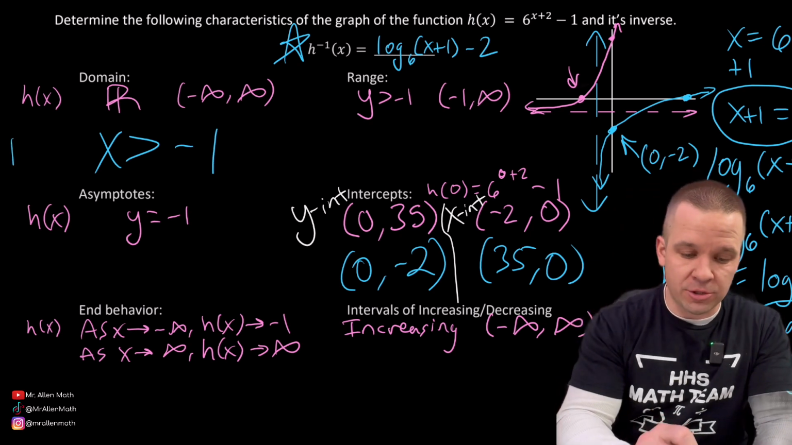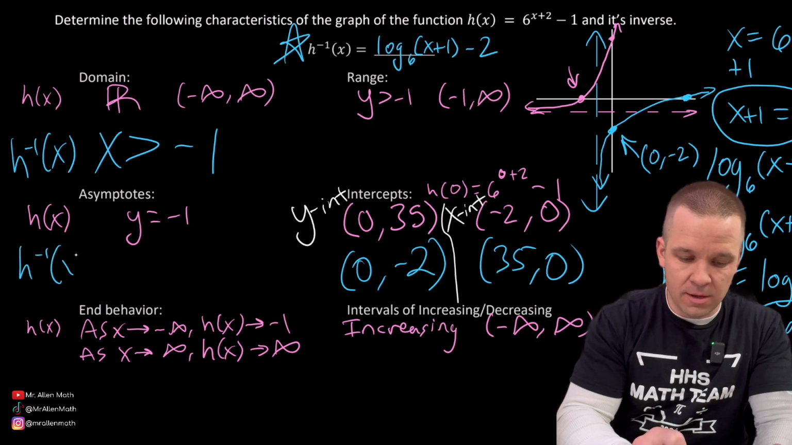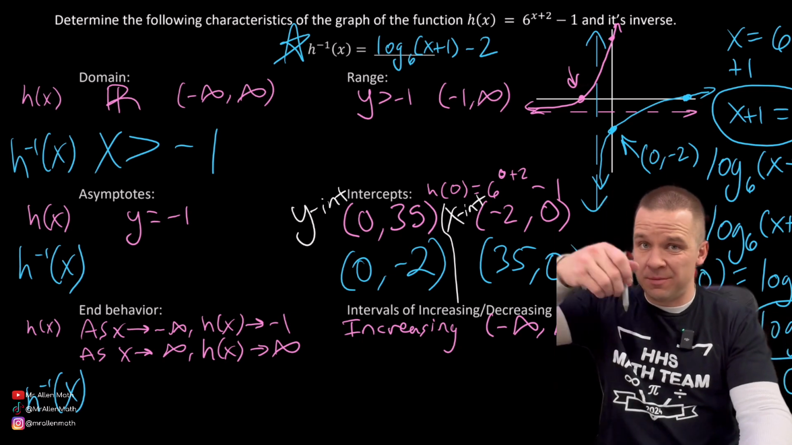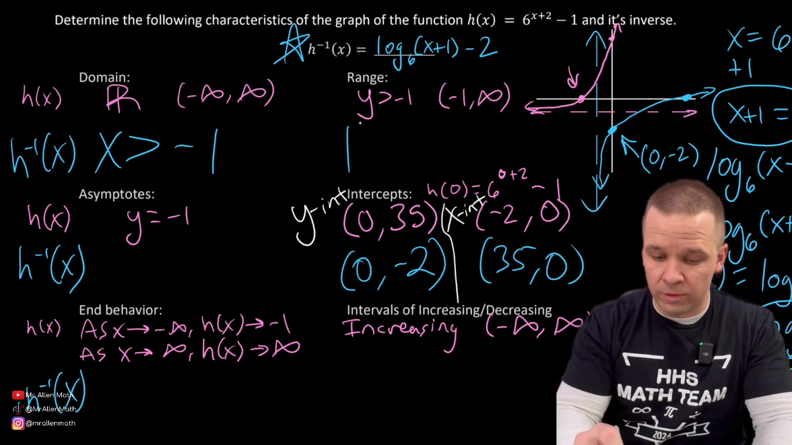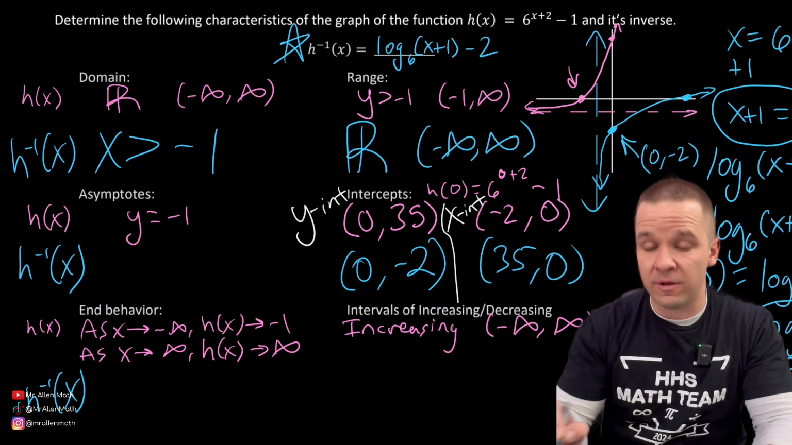Nice, and this is for h inverse of x, as is this line going to be, and down here. Cool. So then my range, well, my range keeps going down, keeps going up, so it's all real numbers, or you can go from negative infinity to positive infinity.